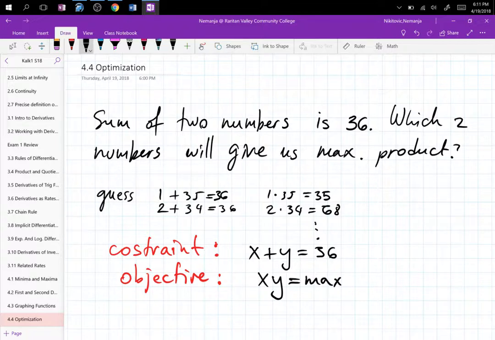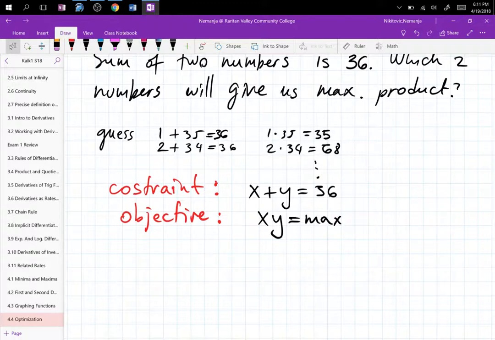So you translate the sentences given to you into formulas directly, one by one. The first sentence says the sum of two numbers is 36: x plus y, a plus b, whatever. The second sentence says the product of the numbers should be max. Now you have two equations and two unknowns. We can solve that. The issue is that we have this max over here, which spells maximum, critical point, derivative, all of that good stuff.